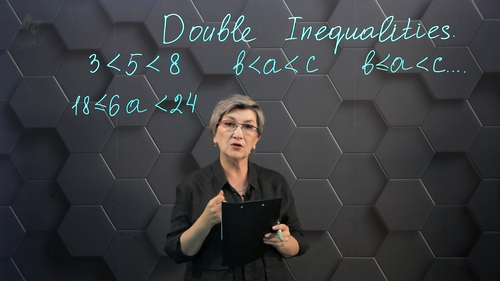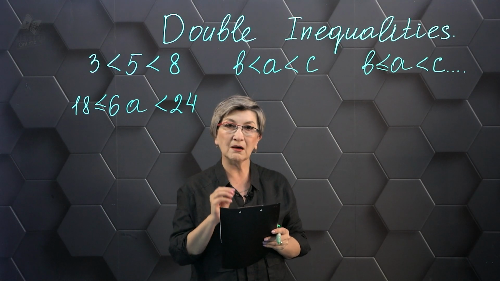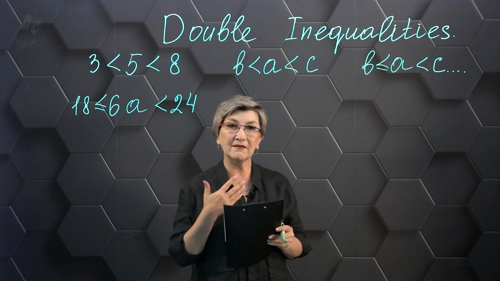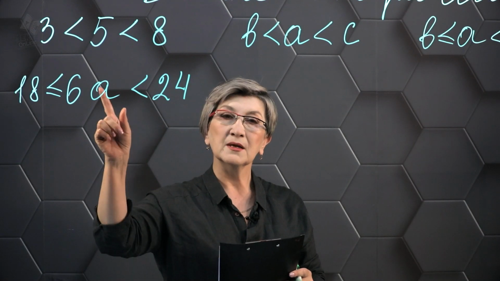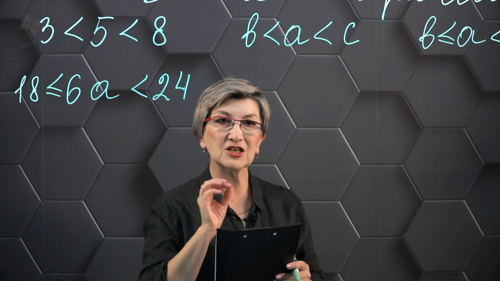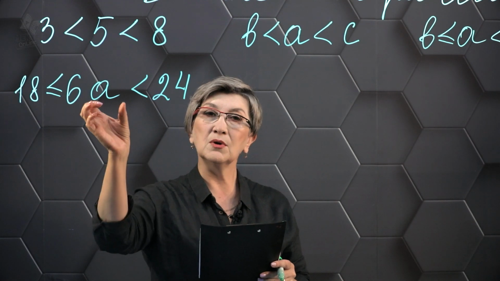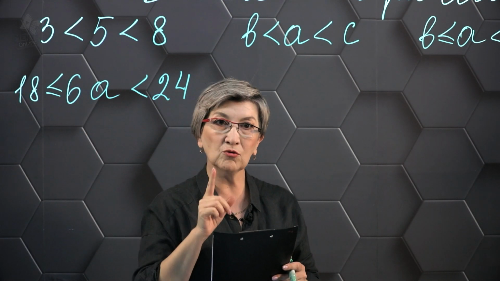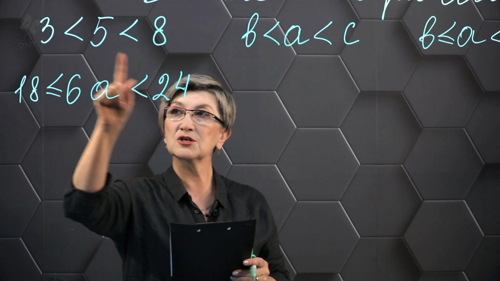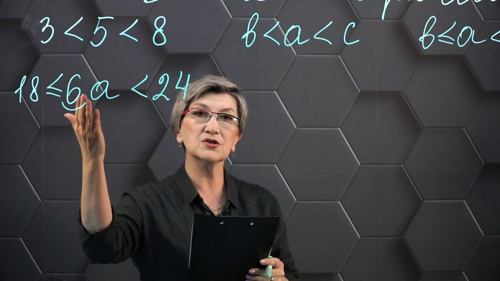How can we solve a double inequality? In solving double inequalities, we apply the same algorithm and rules that we applied when solving ordinary inequalities. That is, we can divide the inequality by the same positive number or multiply the inequality by the same positive number. We can add or subtract the same value from both sides of the double inequality. For our example, we need to focus on the coefficient, which equals 6.